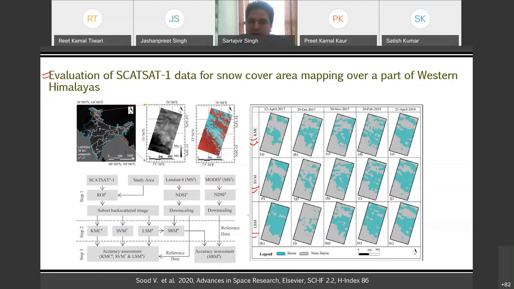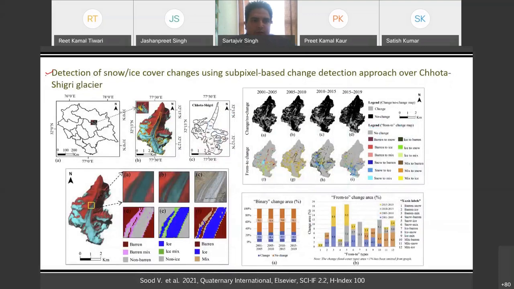So this is one of the different kinds of classifiers that I will tell you about a little bit later. In the next study, we also performed detection of snow and ice cover changes using this subpixel based change detection approach over the Chota Shigri glacier. This is the Chota Shigri glacier, one of the most important glaciers. And we have analyzed the data from 2001 to 2019 and found that it is shrinking.